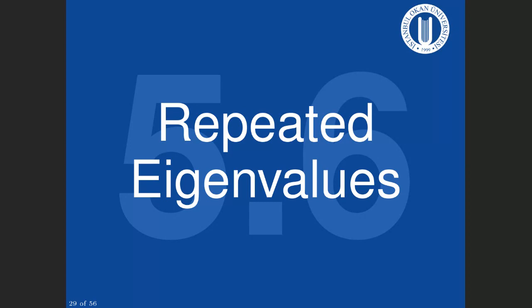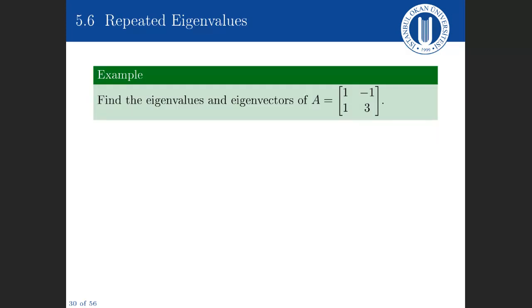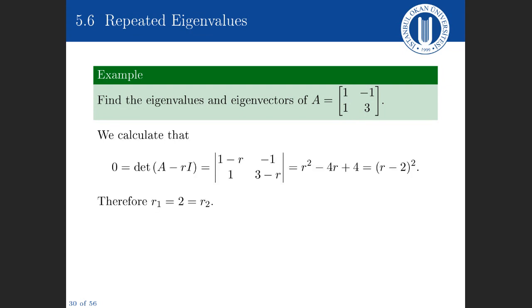The second idea for this week's lesson is the idea of repeated eigenvalues, and it's going to be repeated eigenvalues when we don't have n linearly independent eigenvectors. To start with, find the eigenvalues and the eigenvectors of the matrix [1, -1; 1, 3]. This should be revision for you.